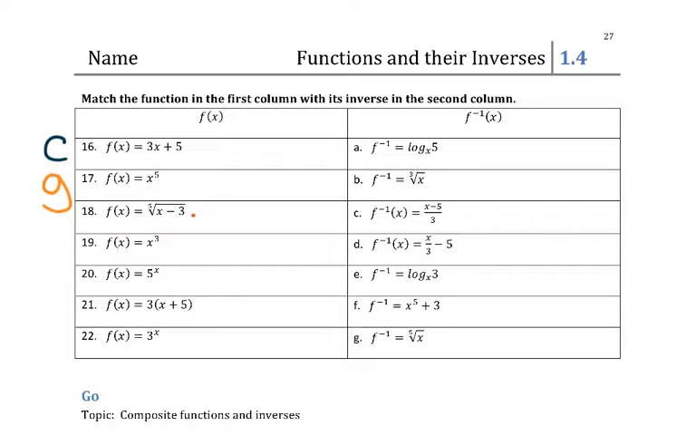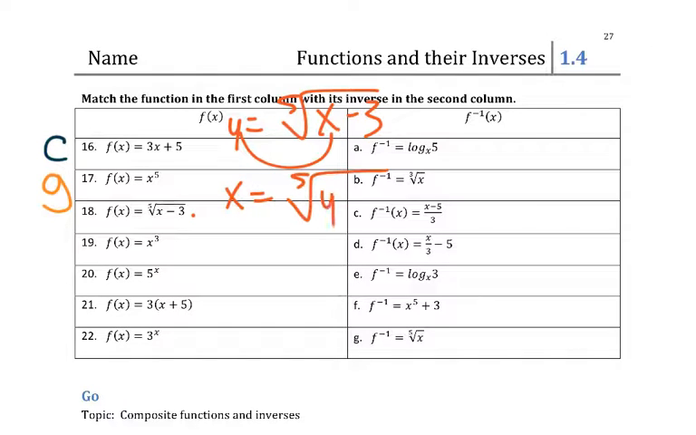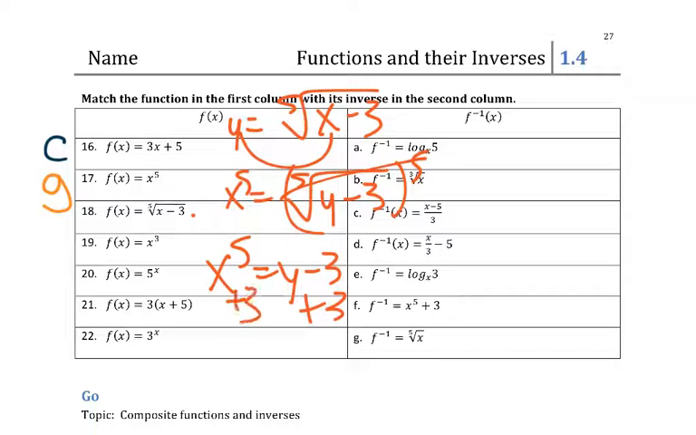Next up we look at 18. So I'd go y equals the 5th root of x minus 3. We swap them out, so x equals the 5th root of y minus 3. So we'd take it to the 5th power. X to the 5th would equal y minus 3. Add 3 to both sides. We'd get x to the 5th plus 3 for our inverse. So it would be f. So number 18 would be f.